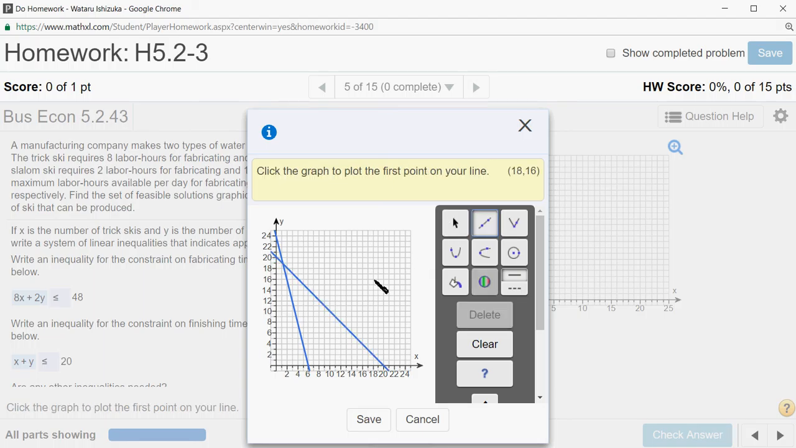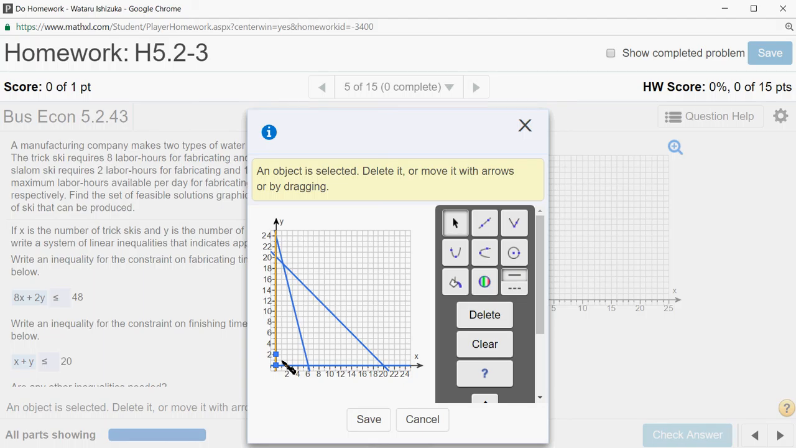Then we have the non-negative constraints, so I'm just going to click on the origin and then click here to draw the x-axis, and also click on the origin and go up to draw the y-axis. What we want to do now is check which region we need to shade. We can try something easy like the point 1, 1. So try x equals 1 and y equals 1. Does 1, 1 satisfy all the inequalities?